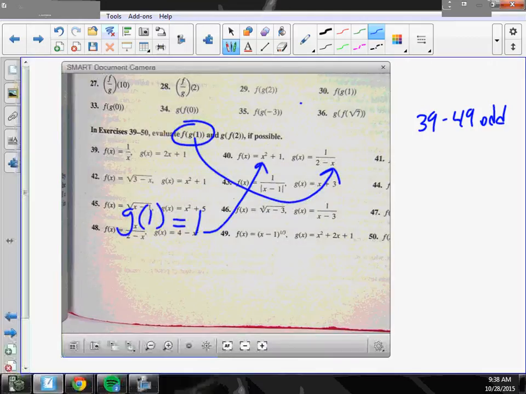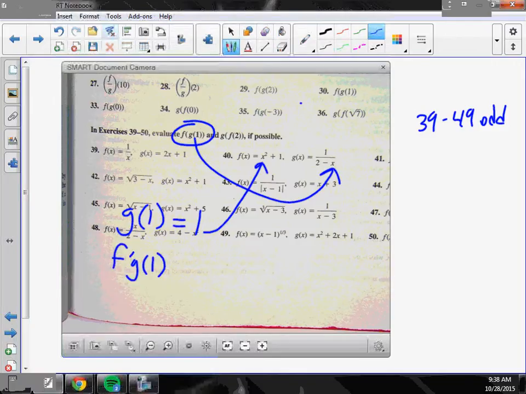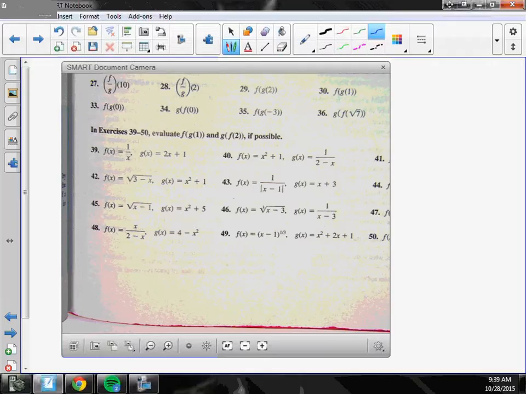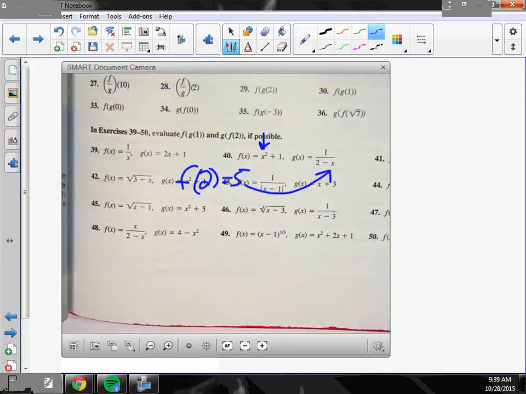Then I plug that in here. 1 squared is 1, thank you. So 1 plus 1 is 2, so f of g of 1 equals 2. Okay, what about g of f of 2? Plug 2 in there. 2 squared is 4, 4 plus 1 is 5. So f of 2 equals 5, and I plug 5 in there. 2 minus 5 is negative 3, so the answer is negative 1/3.